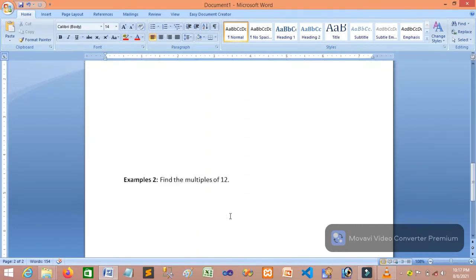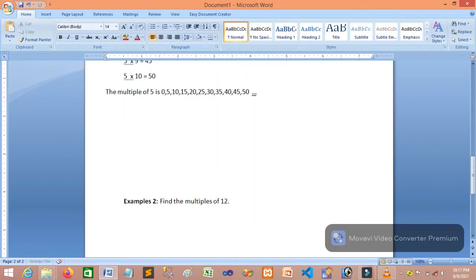Let me see another example. I have taken 12. 12 is another number, and we need to find the multiples of 12. So I am taking 12 as the number. First I am going to multiply by 0, so the product is 0. Then I multiply the number by 1, and the product is 12. So the multiples of 12 are 0, 12.